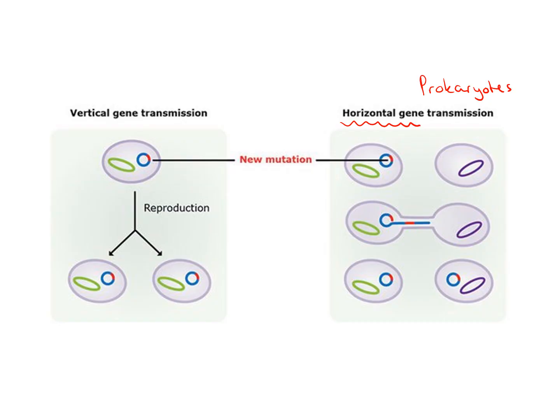We can see here that this prokaryote has had a mutation in its plasmid, and it's going to pass that plasmid to another individual within the same generation. So now this prokaryote has that advantageous mutation. And this bacteria will again be more likely to survive, and therefore evolution has been more rapid than if we were passing from parent to offspring.